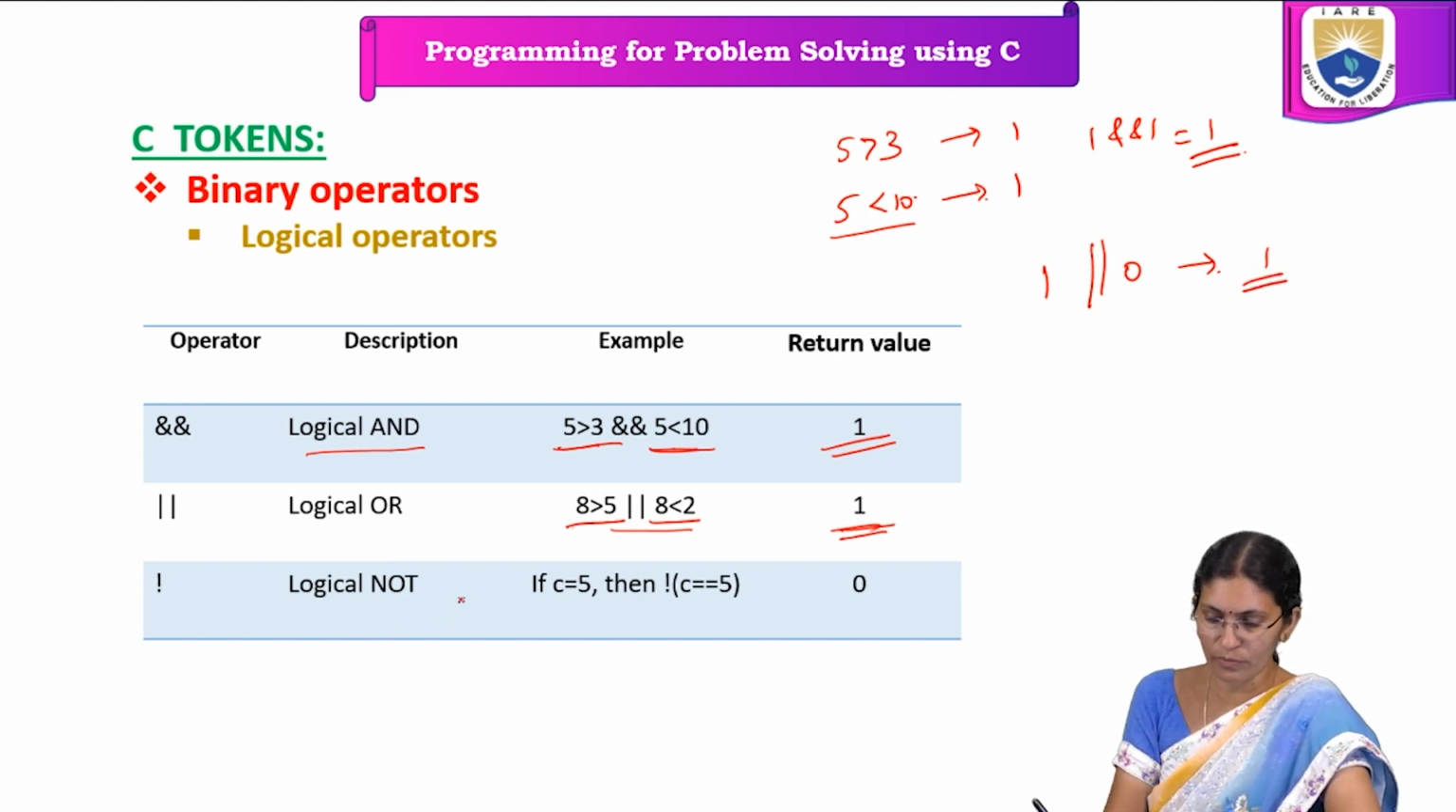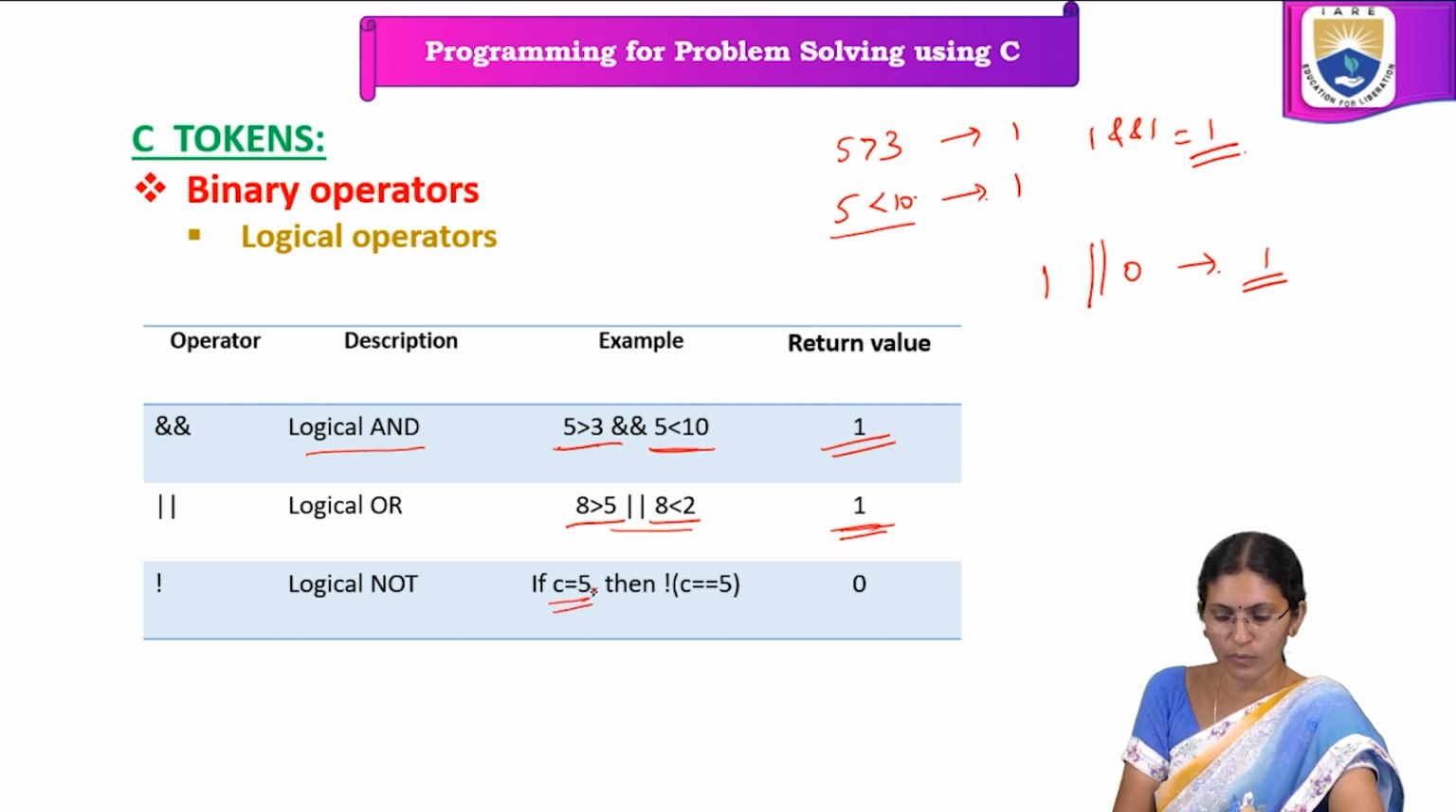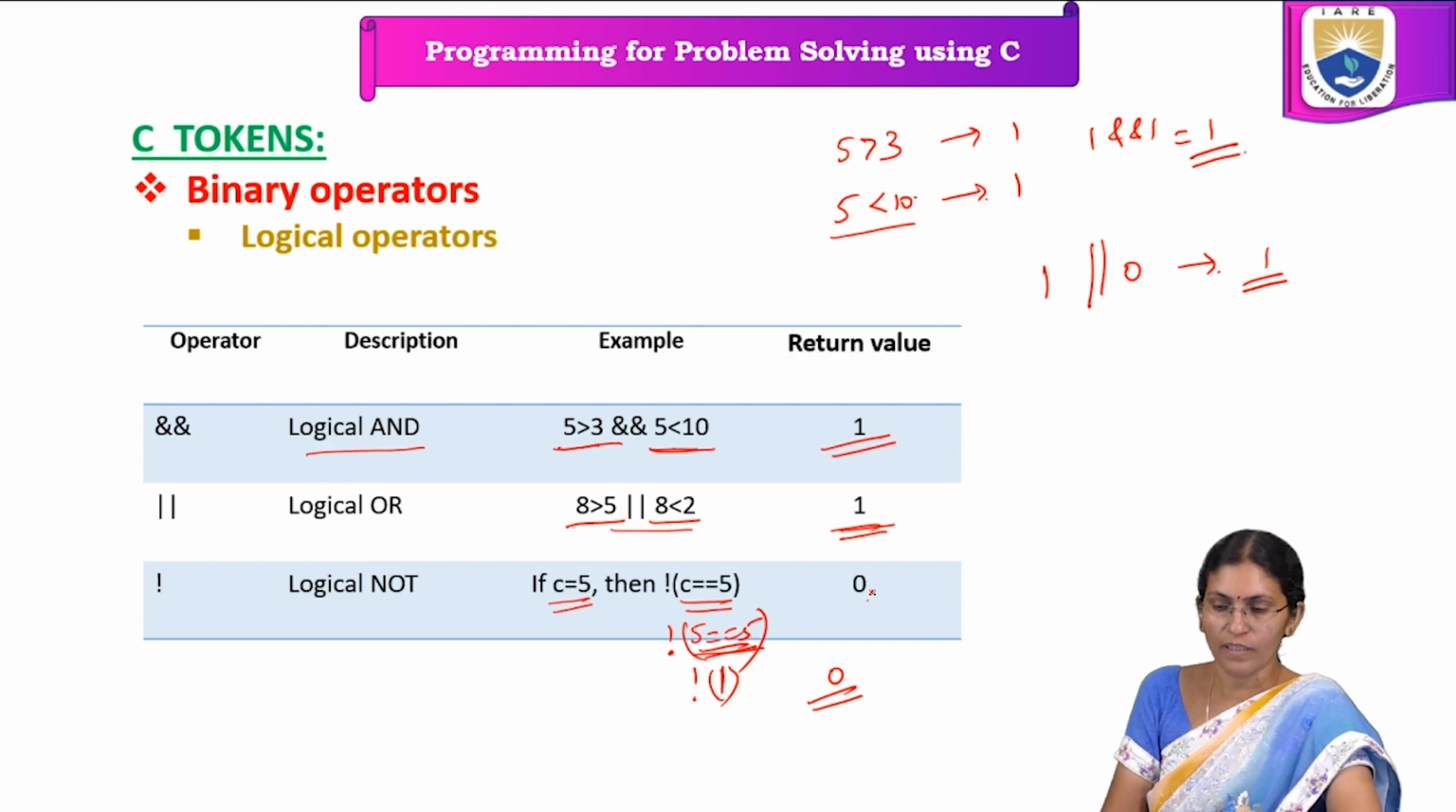Next, the logical NOT operator. If we have a variable c equal to 5, then c == 5, this is double equal to, which means we are comparing these two. 5 is equal to 5, that is true. But when you apply the NOT operator to this expression, the output of this will be 1, but the output of the NOT will be 0. That's why you get 0 here. So in this way, logical operators perform.